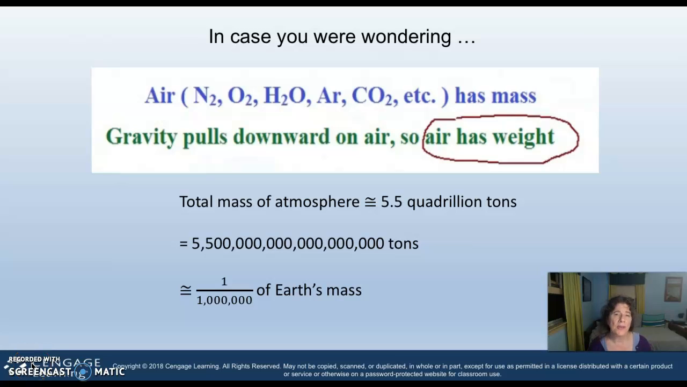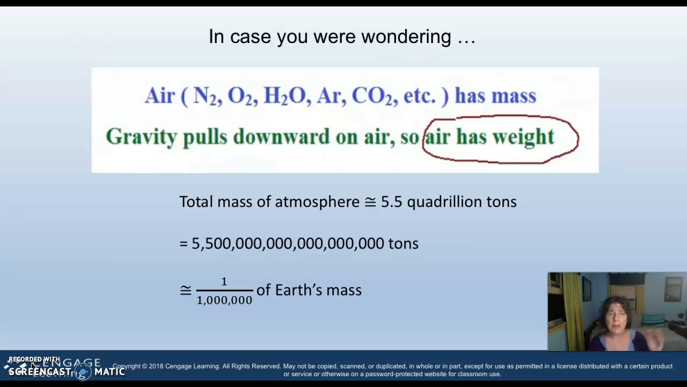Okay, so we've been through all the components of the Earth's atmosphere. Now we're going to get to the fact that the atmosphere is an example of an ideal gas and an ideal collection of gases. So this slide says, in case you were wondering, all of the gases that are in the Earth's atmosphere, the nitrogen, the oxygen, the argon, the carbon dioxide, the water vapor, all of them have masses.